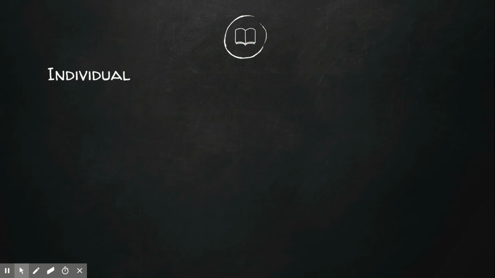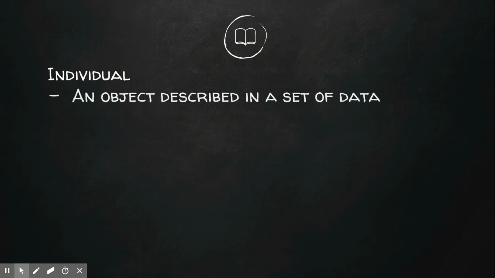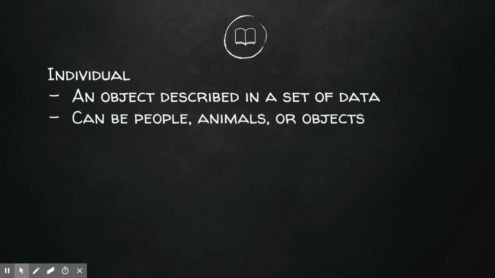When we are conducting a study, an individual is an object that is described in a set of data. And this object can be a person, it can be animals or objects. It just depends on what we're looking at. But it's the thing that we are trying to describe with the data.